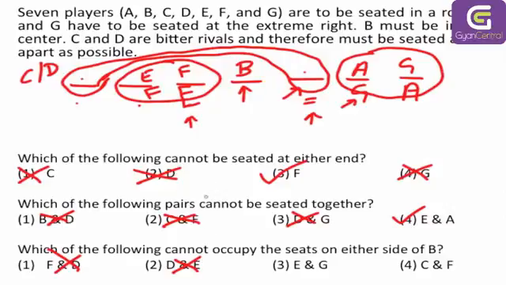E and G. E can be to the left, but G cannot be here. Okay, so this becomes our answer because E can be to the left, but G cannot come to the right. Let's just eliminate C and F for academic purposes. C can come to the right of B, F can come to the left of B. That is why you could have eliminated the fourth option also. So as you can see, once you draw the diagram, once you have seen what it would look like, then solving the questions becomes a lot easier.